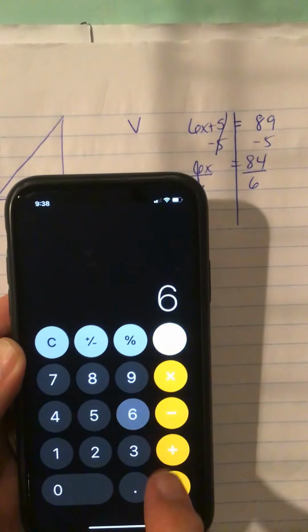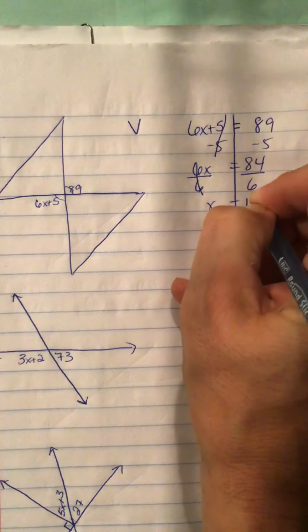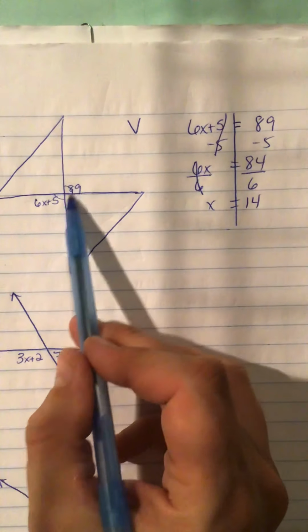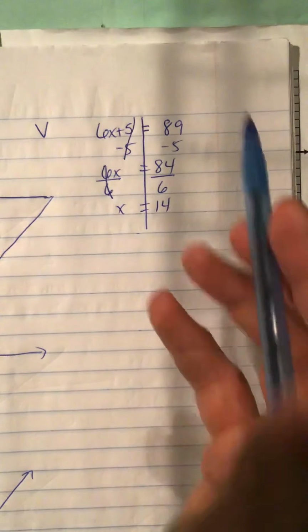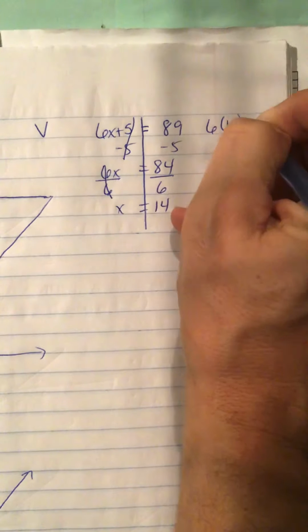84 divided by 6 is 14. So we know that x is equal to 14. Now, we know that the missing angle is going to be 89 because they're vertical angles and they're the same. But let's go ahead and just prove it. 6 times 14 plus 5.